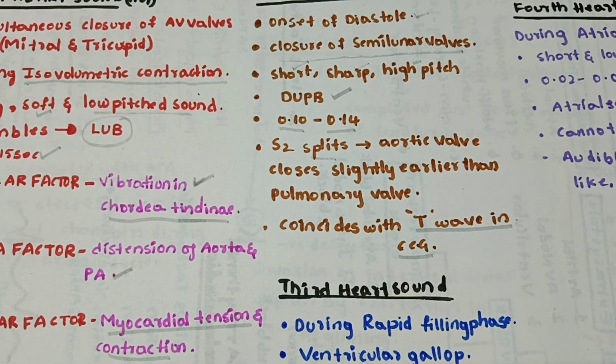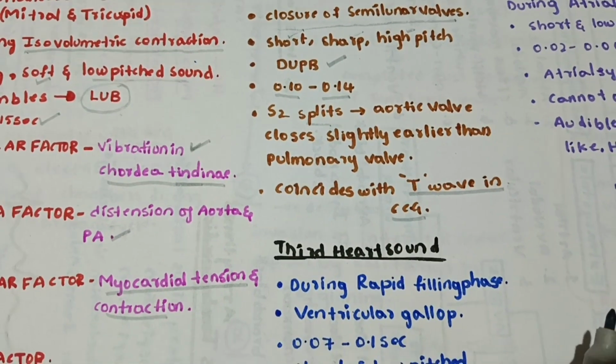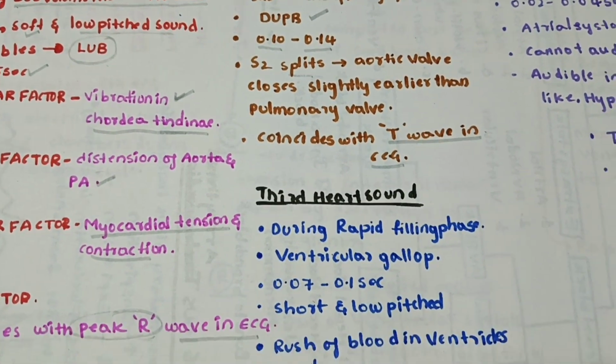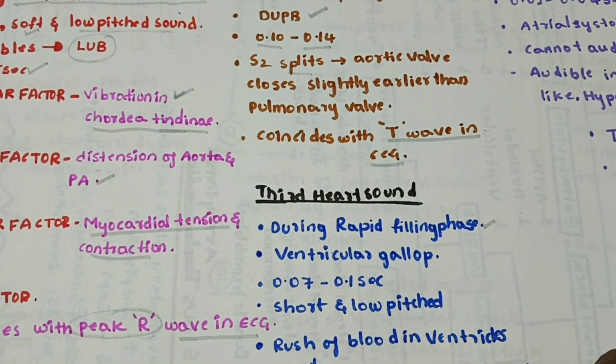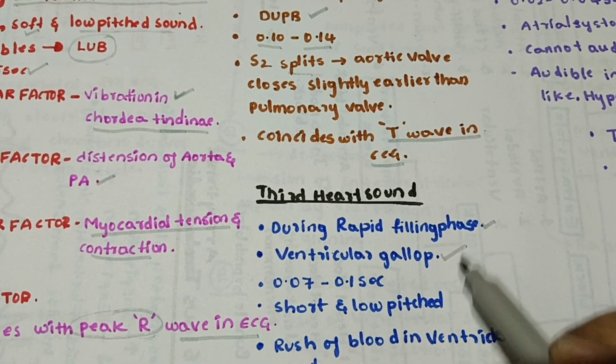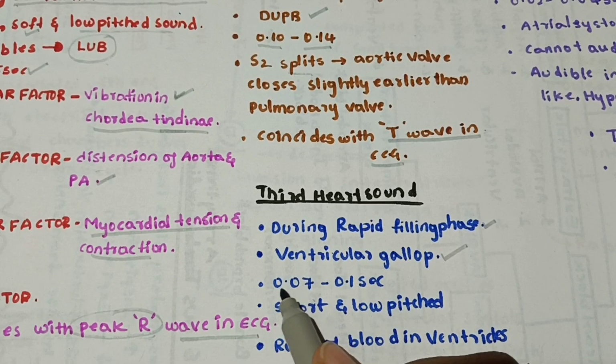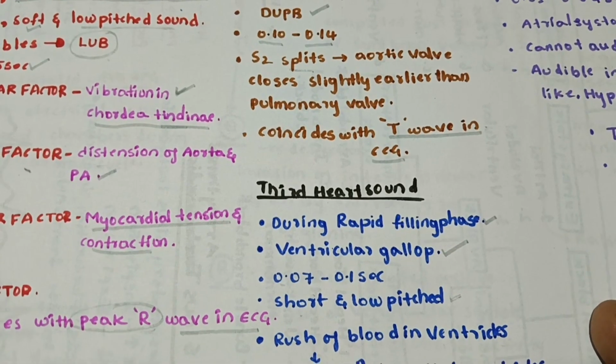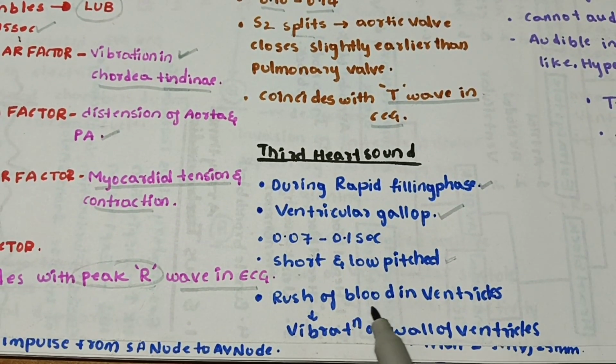These are the first and second heart sounds. Now, the third heart sound is heard during the rapid filling phase of the ventricles. That is known as ventricular gallop. It lasts about 0.07 to 0.1 seconds, which is not significant. It is a short, low pitched sound due to the rush of blood into the ventricles. When blood rushes, it vibrates.